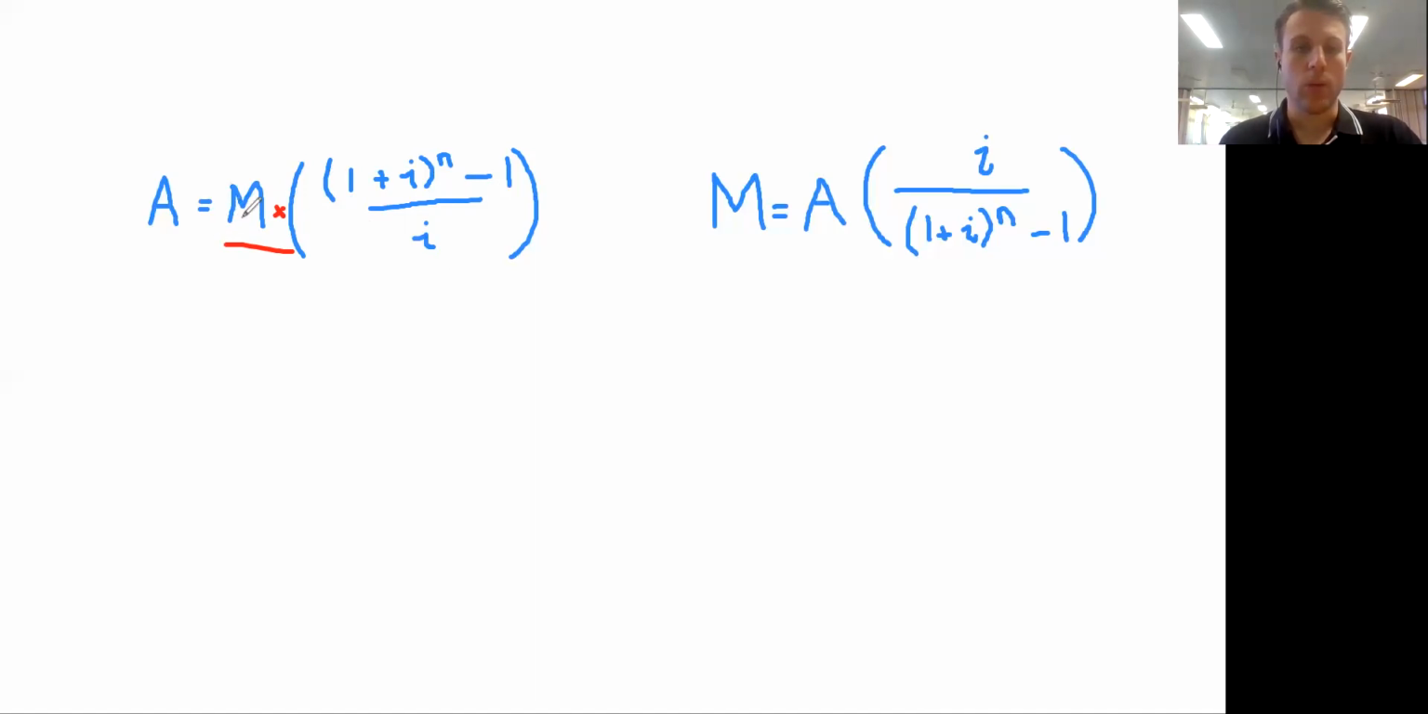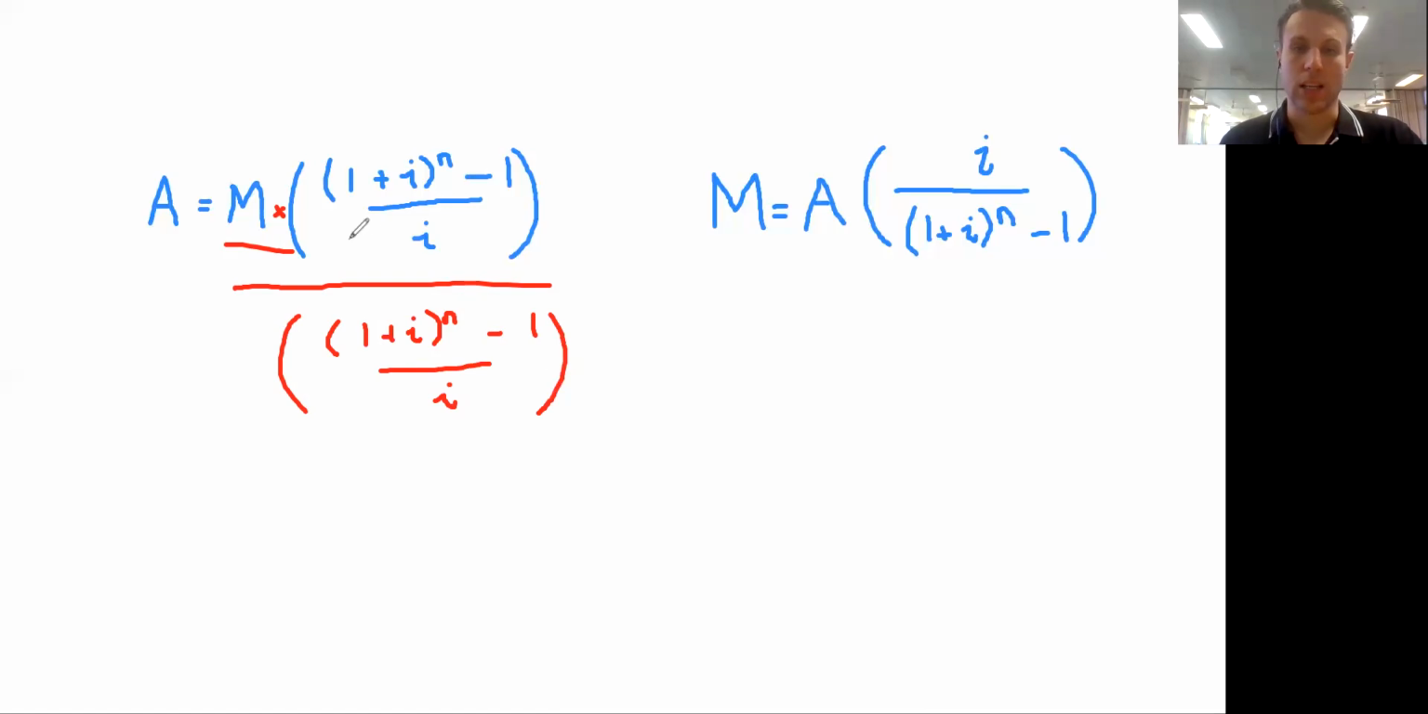So at the moment, we've got M times by all of that stuff. So if we go and divide by that whole bracket of 1 plus I to the power of N, take 1, divided by I on both sides, we're going to be able to move that onto the left-hand side. I'm going to show that on the next step because otherwise I'd have to write that out a billion times. So on the right-hand side, we're left with just M. And we've got equals everything that would be on the left-hand side, which is A, which I'm going to do like this instead of a fraction, just because I'm going to be one step ahead of what we're going to be doing.